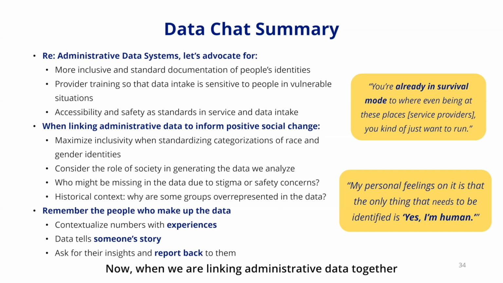Now, when we are linking administrative data together to inform positive social change, remember that we want to maximize inclusivity when standardizing categorizations of race and gender identities. We want to consider the role of society in generating the data we analyze, and also consider the historical context of the data we are using.